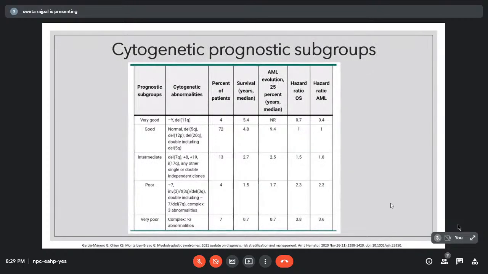The revised IPSS has categorized these cytogenetic groups into different prognostic groups. In the very poor risk group we see the complex karyotypes, and in the very good group we have minus Y and deletion 11q, and the good prognosis group has deletion 5q. The rest are either intermediate or poor. We can clearly see that median survival decreases as the prognostic group worsens, and AML evolution also increases.